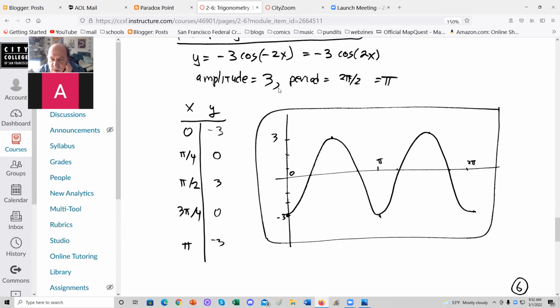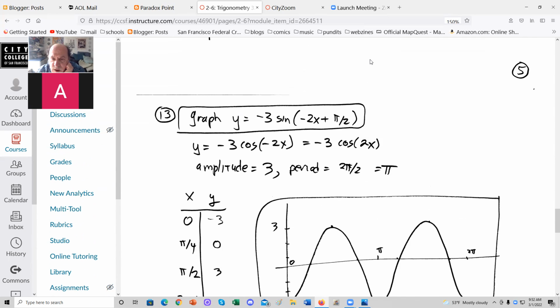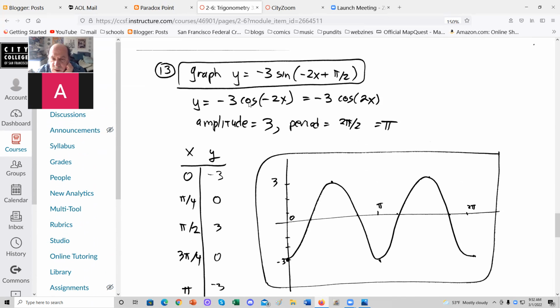Period pi, amplitude 3. When you set x equal to 0, it's minus 3 cosine 0, which is minus 3. So minus 3 to minus 3 pi units later. Halfway between 0 and pi is pi over 2, where it's a half period, and therefore the opposite y, positive 3. Halfway between the values and this peak are the zeros: halfway between 0 and pi over 2 is pi over 4, and between pi over 2 and pi is 3 pi over 4, where y equals 0, here and here. So negative 3 to 0 to 3 to 0 to negative 3, and then it keeps oscillating.